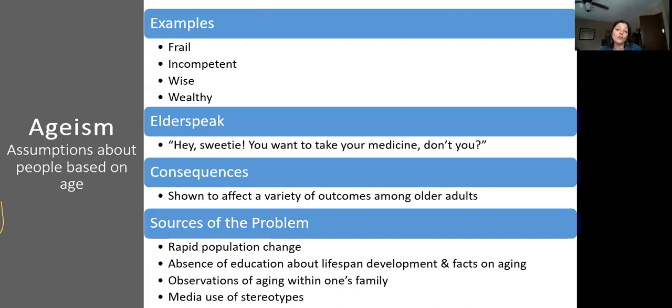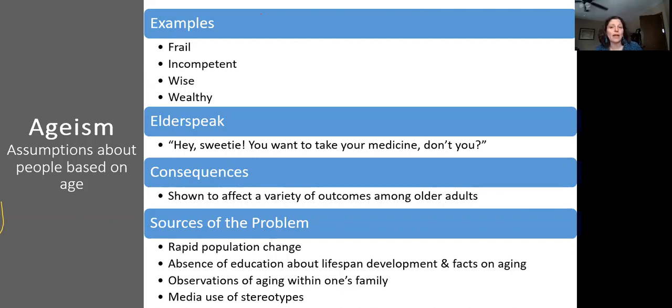And if we don't account for that sort of richness and that diversity of the real experience of people, we're making really big assumptions and putting people into categories and not doing a good job of serving ourselves or serving them. So one example of ageism that is pretty easy to identify is elder speak.